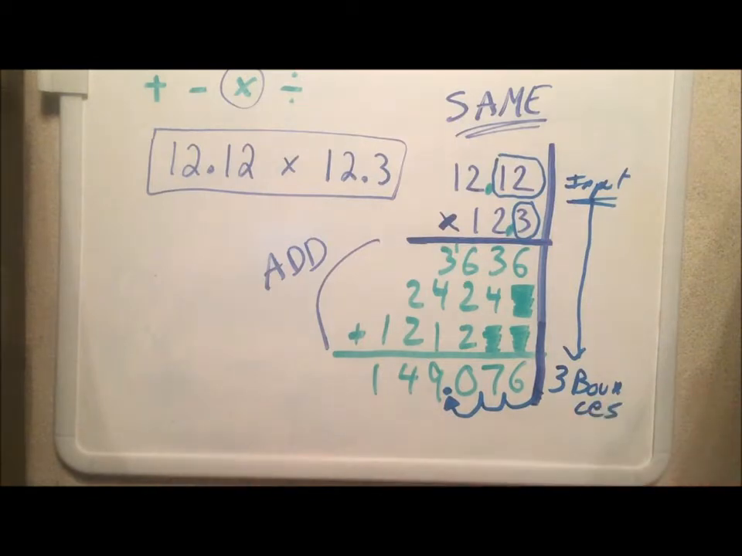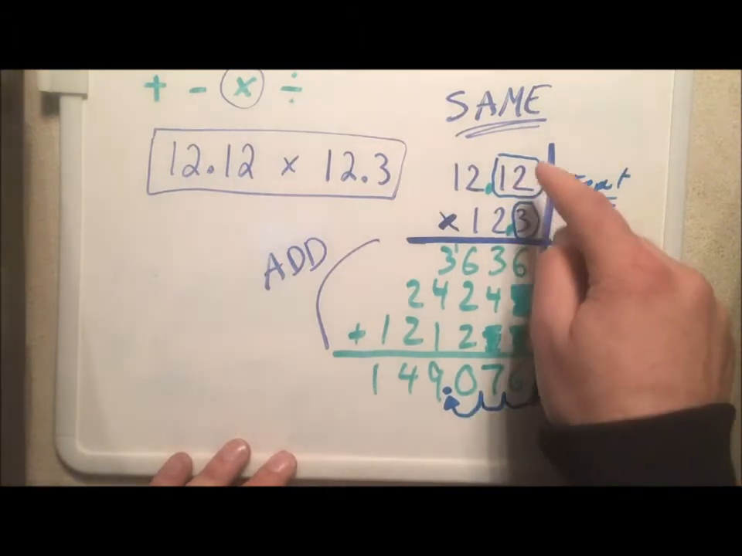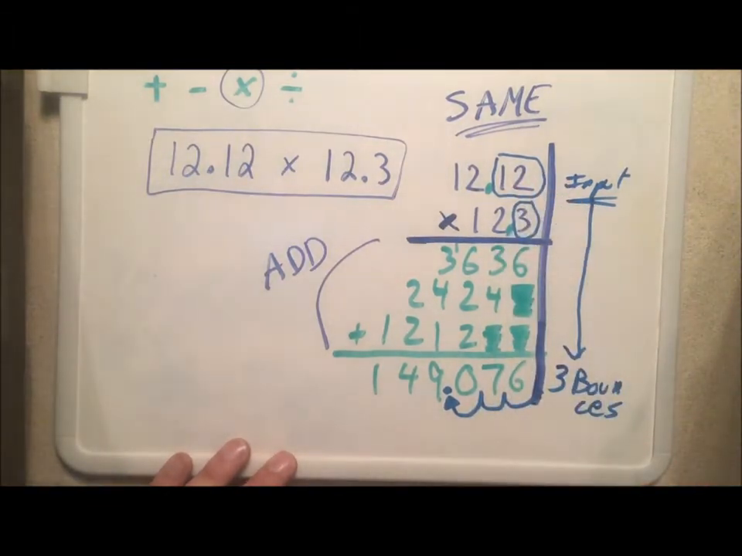So for multiplication, that is all that you need to worry about. Just do it normally and then do the bounces. Count your decimal spots and then do your bounces. I'll do a couple more examples here.